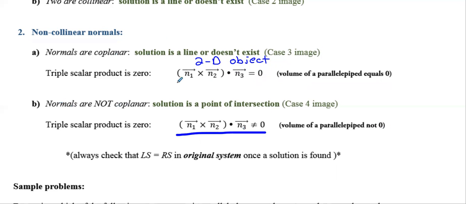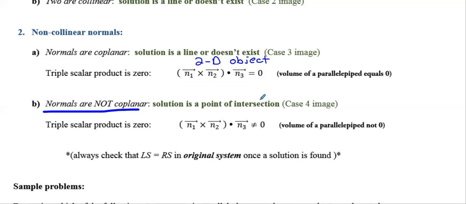Okay, so again, we're taking a look at the volume of the parallelepiped using the normal vectors. This will basically tell us whether they're coplanar. If you don't get a volume, then you can safely say the normals are coplanar. If you do get a volume using this calculation, then the normals are not coplanar and the solution has to be a point of intersection.